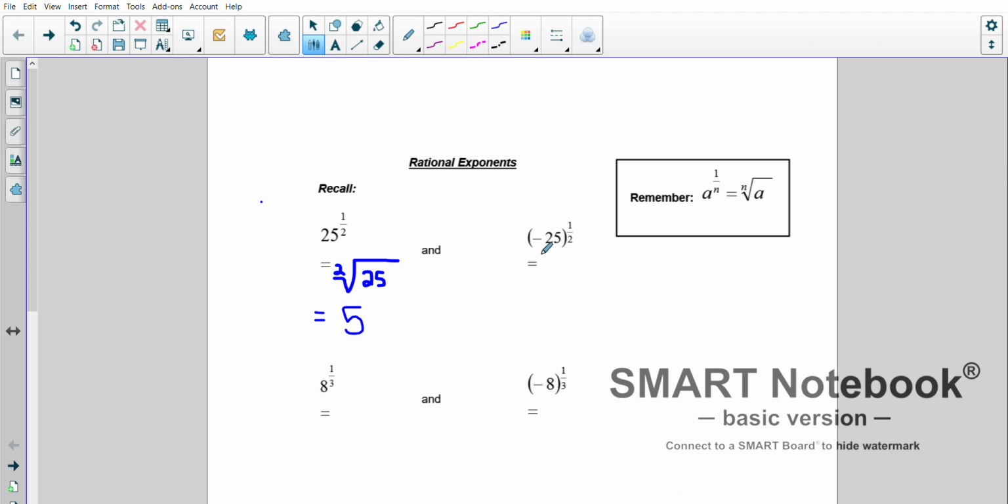Now, the base of this exponent is negative 25. So this question wants the square root of a, the base, which is negative 25. And what's going to happen here when you try to do this in your calculator? You're going to get an error because there's no two numbers that are going to equal a negative value. You cannot take the square root of a negative. So it does not exist. It does not exist. I will put D and E.